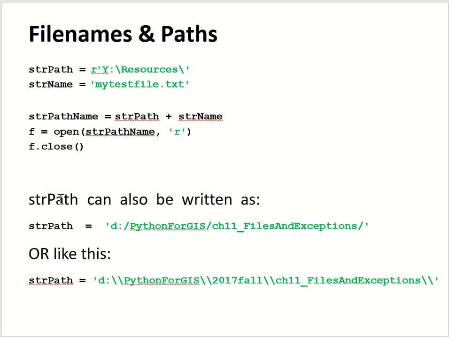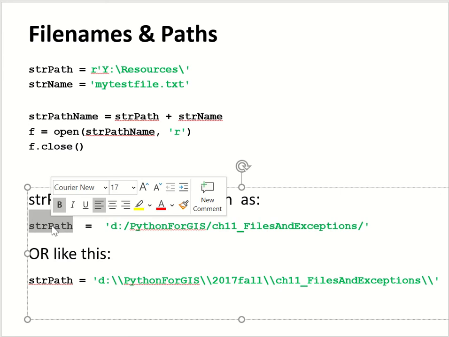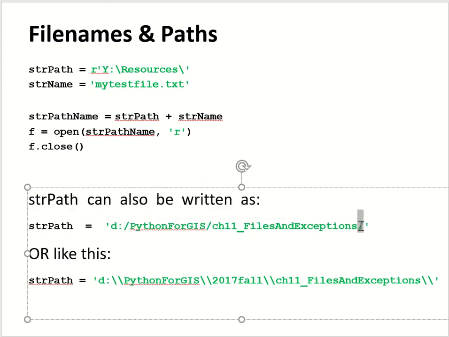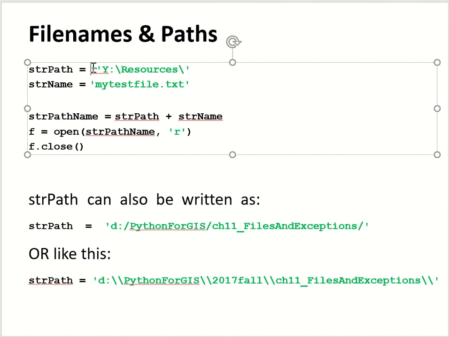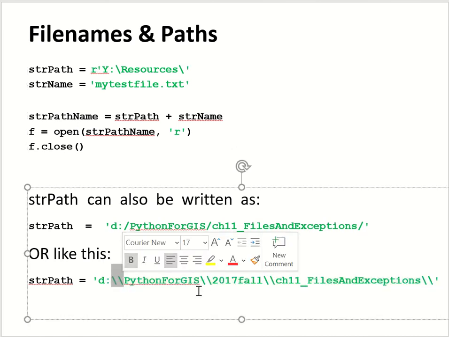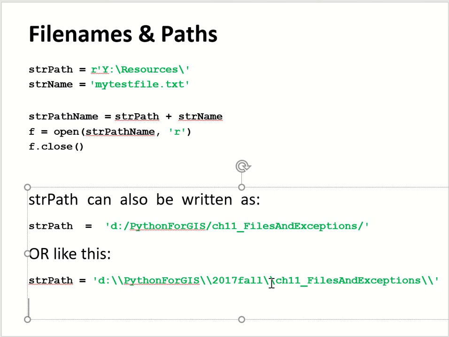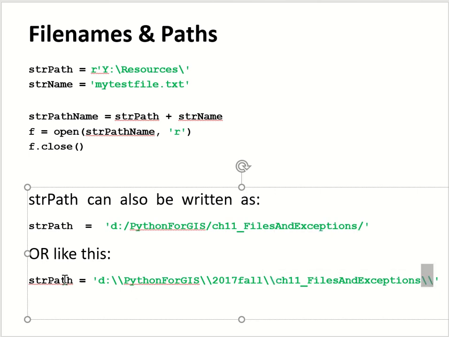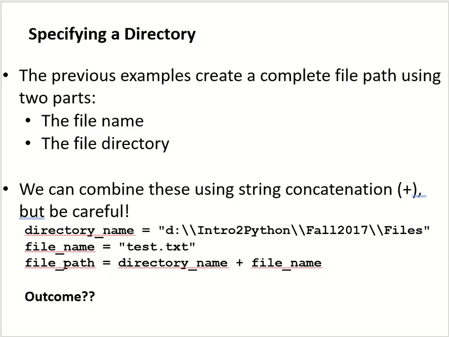So this string path above might be written using forward slashes. Those would work in the sense that it wouldn't get reduced to an escape character. You can use the letter R as up here, or you can double up on the backslashes. And what that means is that that string will be read as having only a single backslash here.